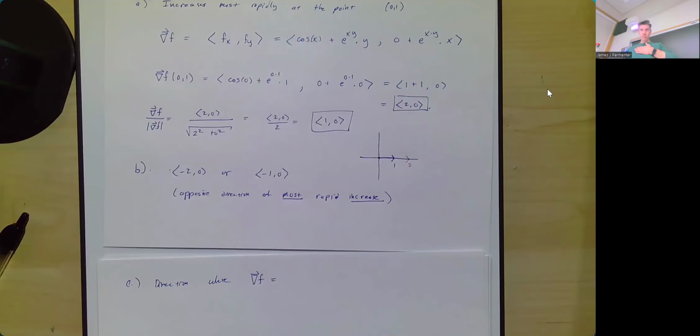Right? If I want the change to be 0, I'm asking in what direction do I go on my surface, on my mountain, so that I'm essentially like walking around the mountain, right? I don't want to be going up or down. I just want to be staying level.